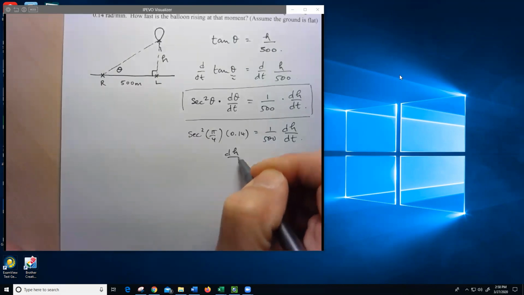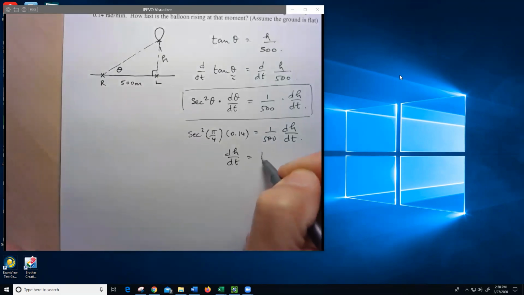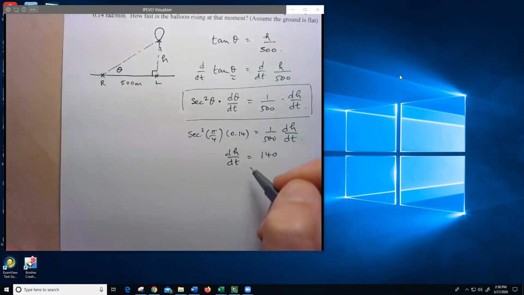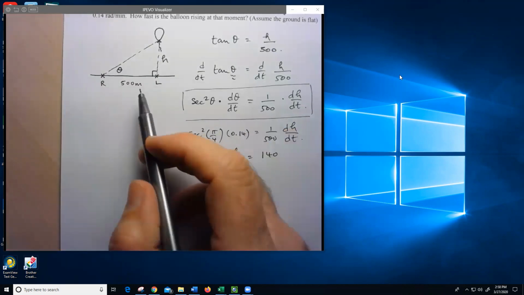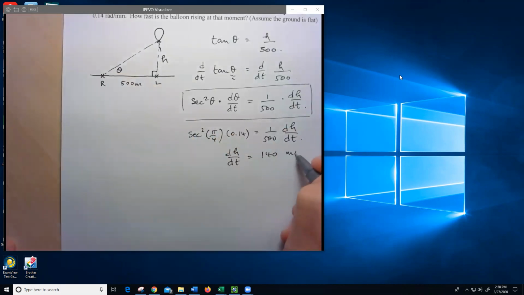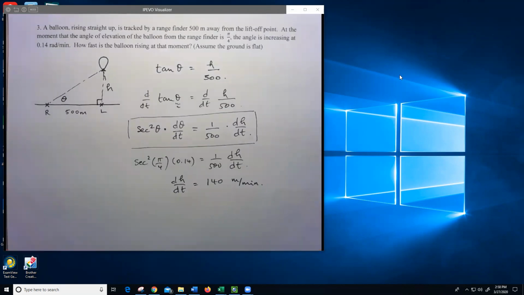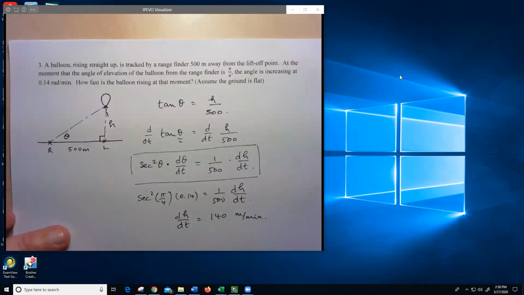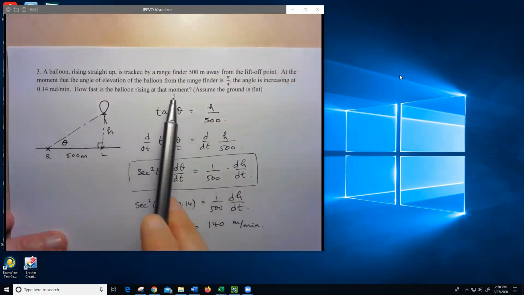So dh dt is equal to 140, and what are my units here? Well, distance was measured in meters and time was measured in minutes, so this is meters per minute. So what I see here is that dh dt is what the question is asking us to find. Exactly, because they're asking here, how fast is the balloon rising at that moment?